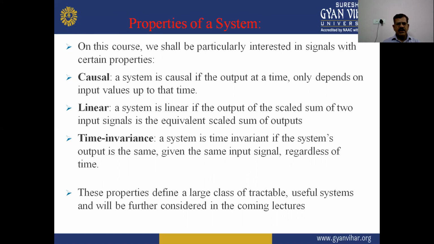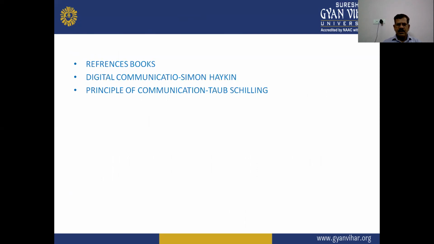Linear: a system is linear if the output of the scaled sum of two input signals is the equivalent scaled sum of outputs. Time invariance: a system is time invariant if the system output is the same given the same input signal regardless of the time. These properties define a large class of useful systems and will be further considered in the coming topics.